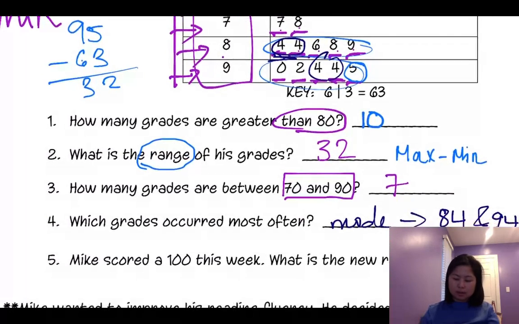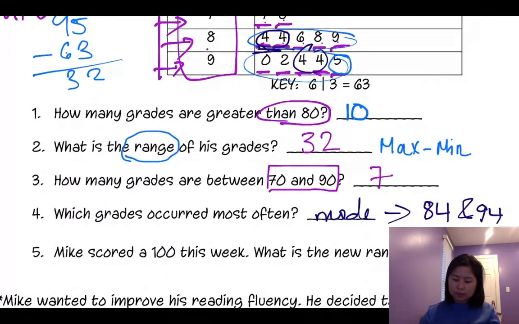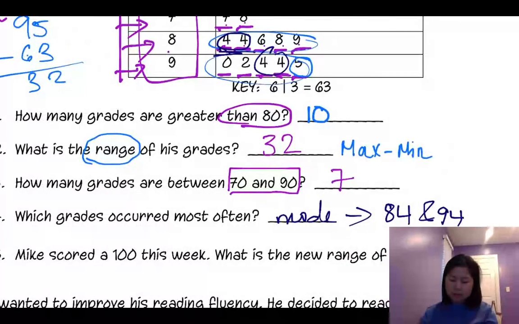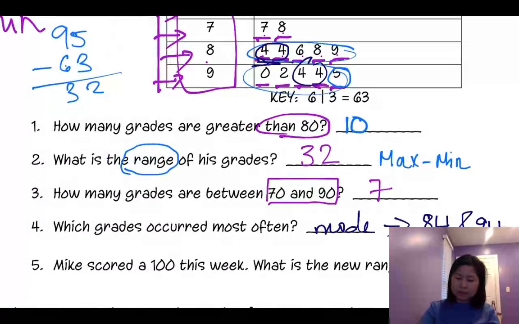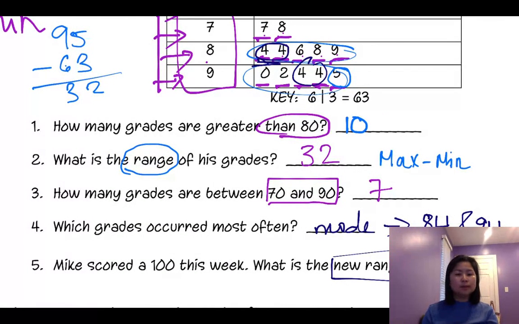Okay, the last question. Mike scored 100 this week. What is the new range of his grade? So he can have a new grade, 100. So what is the new range? Can you please put it in the chat?